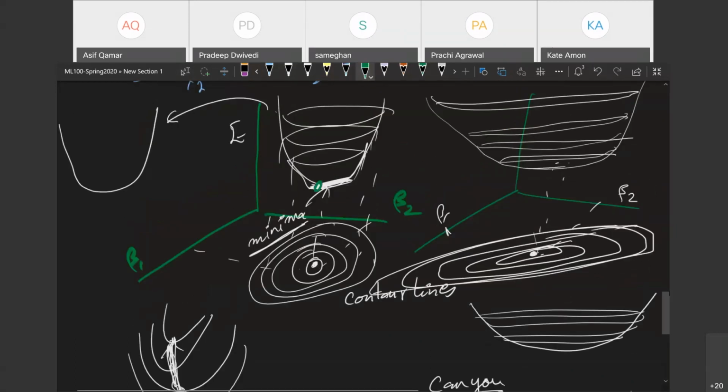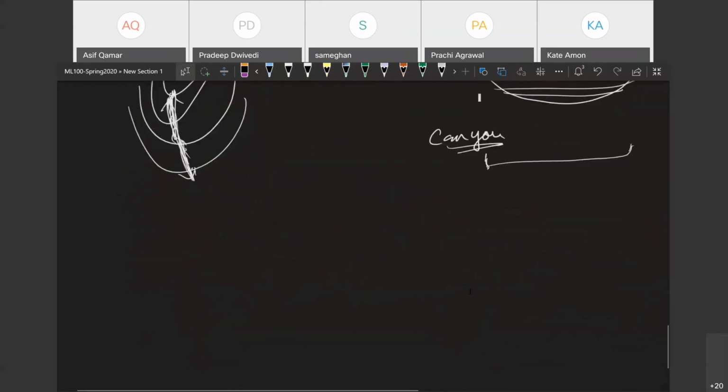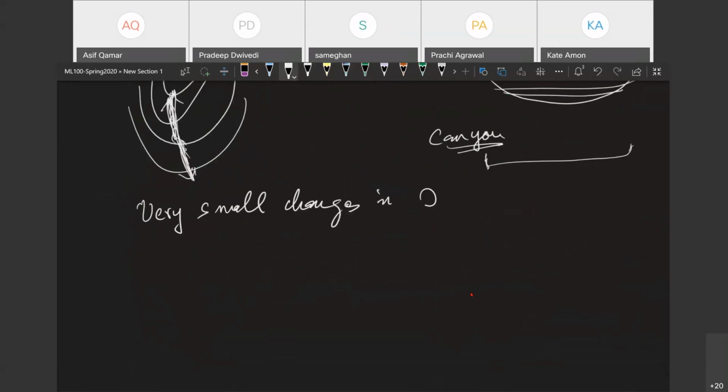Sometimes this point will get picked. Sometimes this point will get picked. So what happens is very small changes in data will lead to vastly different solutions. So I will write that down. Very small changes in the data sample. So you take a different sample of the data, and the solution changes.